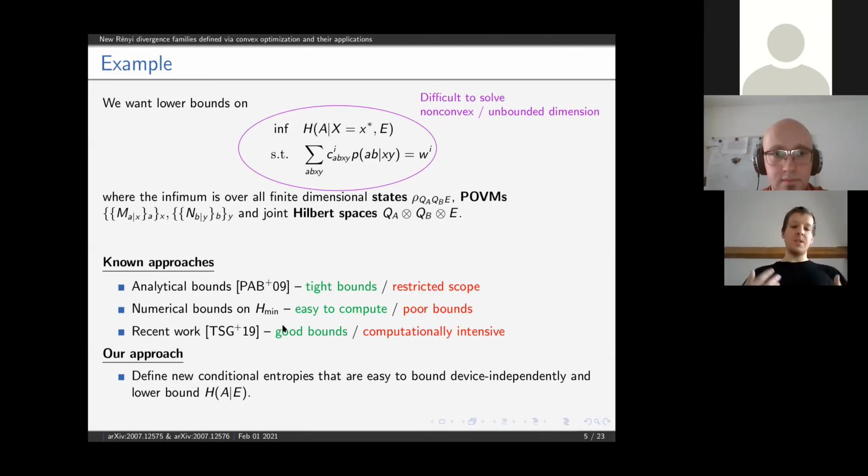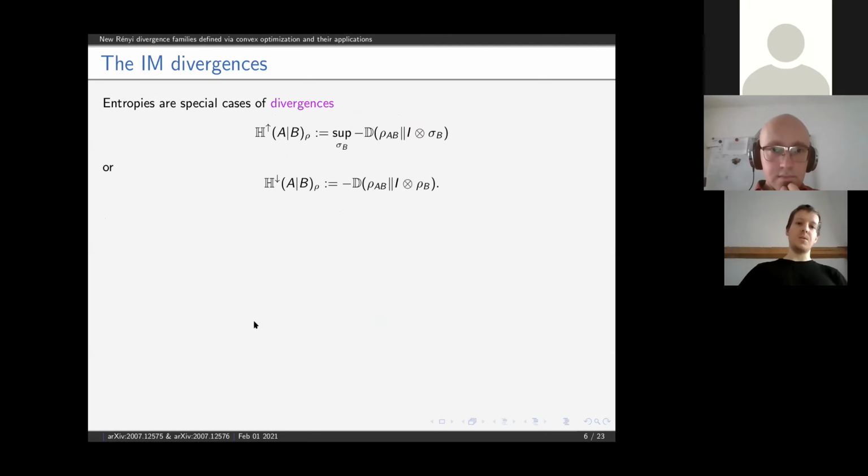So our approach to this is actually to define some new conditional entropies that are by construction easy to bound in a device independent way, and all should be lower bounds on the conditional von Neumann entropy. So we actually define these conditional entropies via a more general quantity, in particular a divergence. And whenever you have a divergence, you can define, for example, these 2 conditional entropies from this quantity. And this is what we'll do.